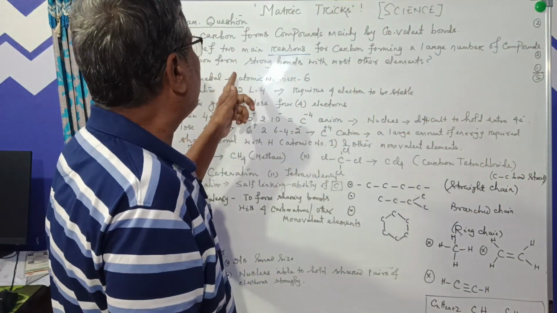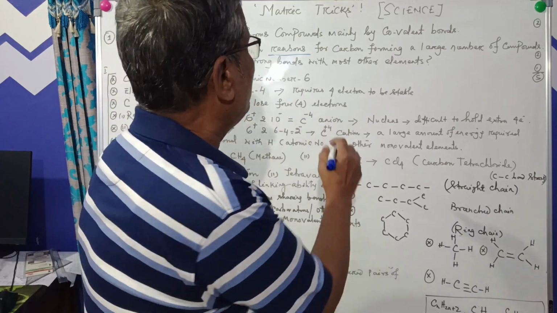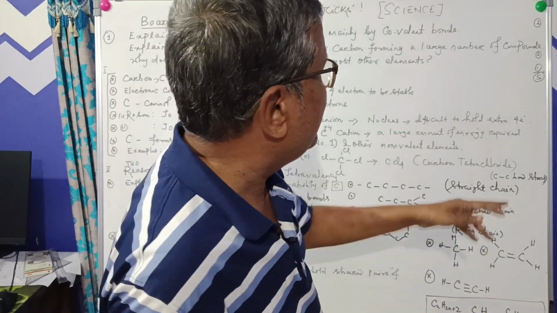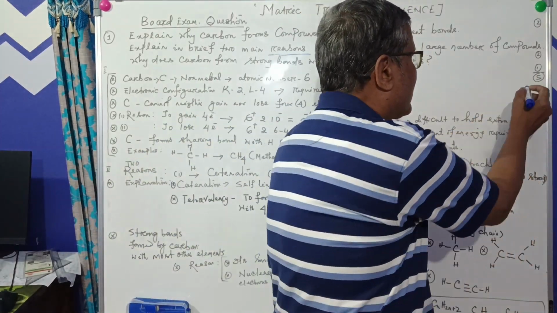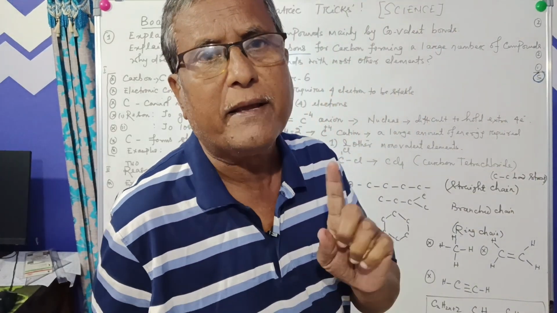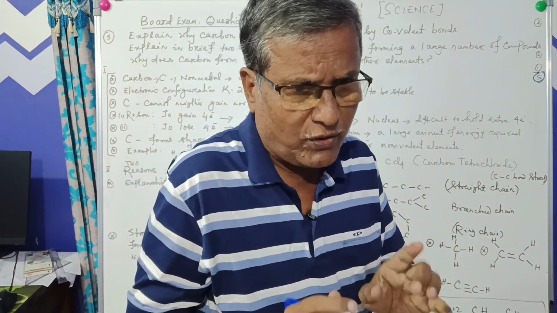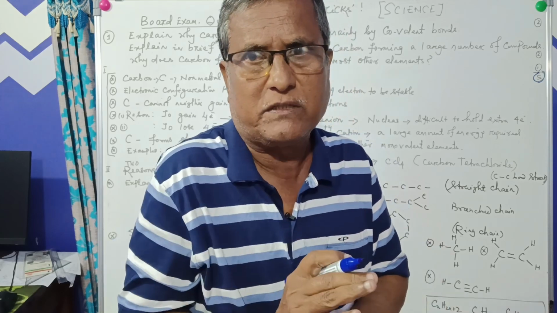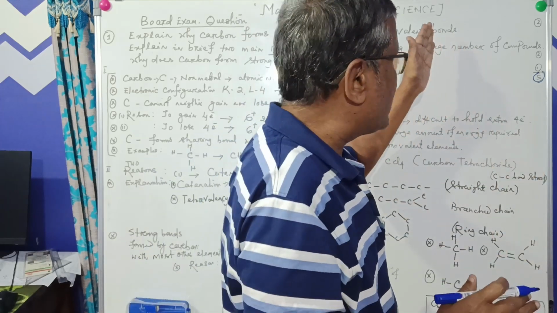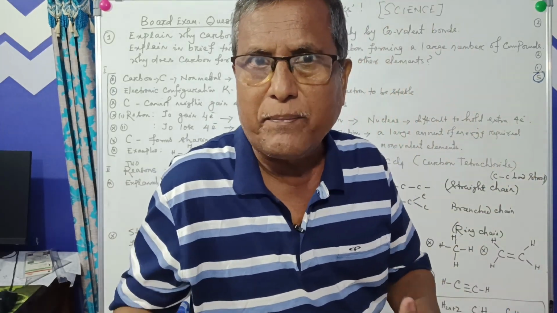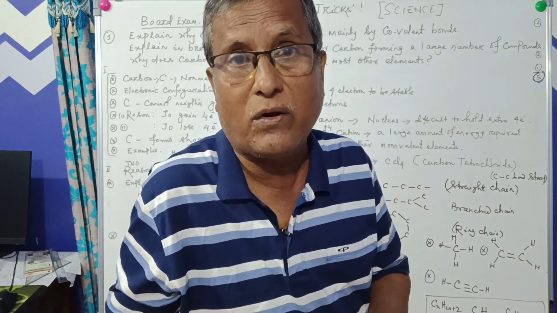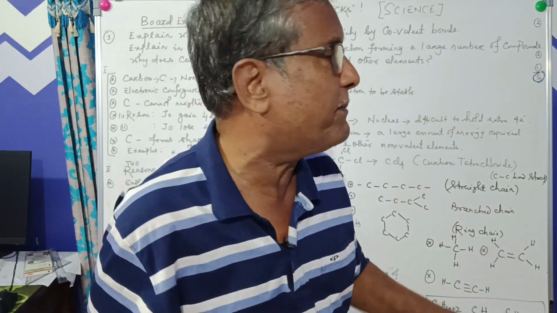Why does carbon form strong bonds with most other elements? So you have to give the reason, and that carries 1 mark. Now the total is 5 marks. So this is a long answer type question carrying 5 marks. Three short answer questions are arranged in such a way that the question appears as a long answer type question carrying 5 marks.